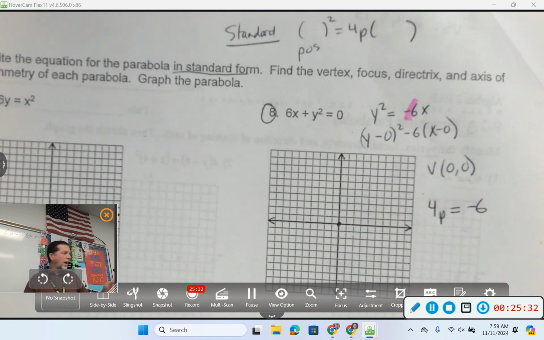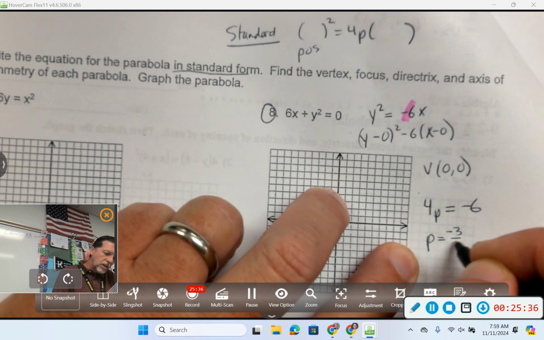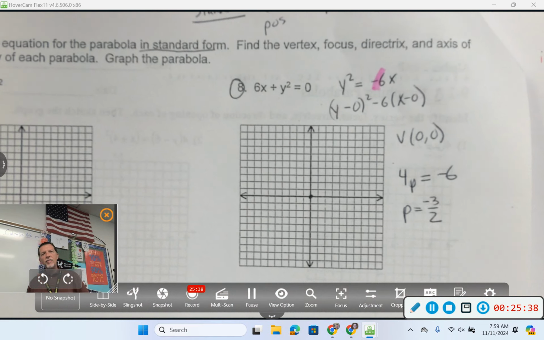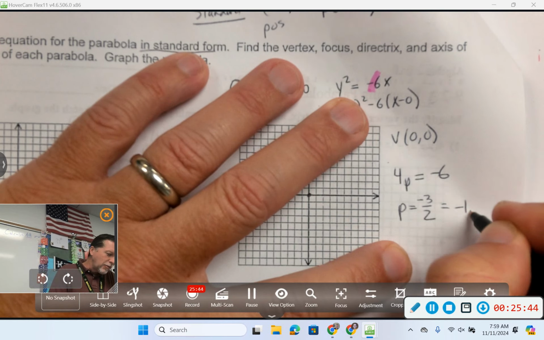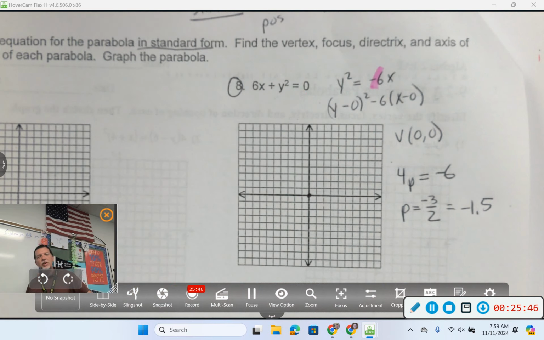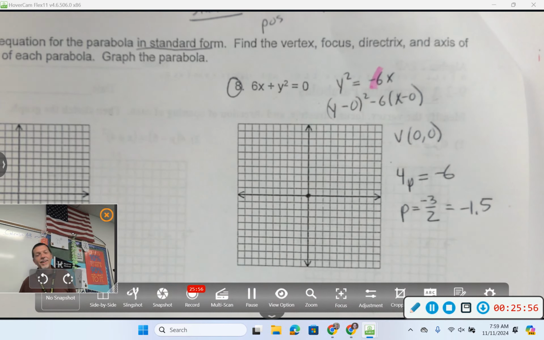So you were right. You said p is negative 6 over 4, which reduces to negative 3 halves. And since we're using that on the graph, that's right, but it might be better to phrase that as negative 1.5, right? When we start graphing things, 3 halves is not as helpful as 1.5. Since there's no numbers on the graph, could each square be half rather than 1?